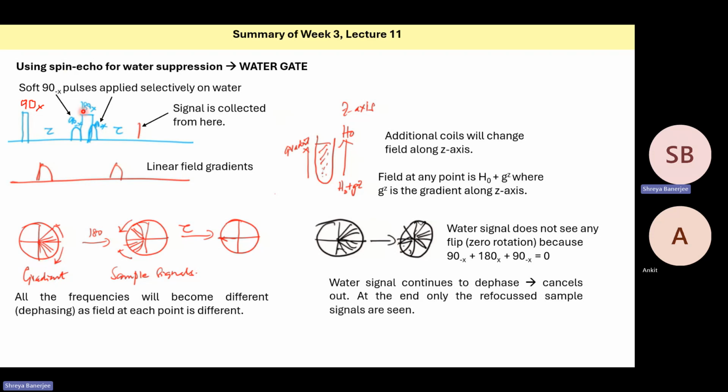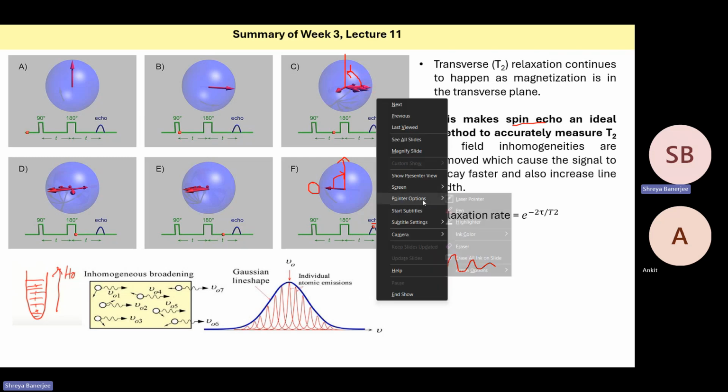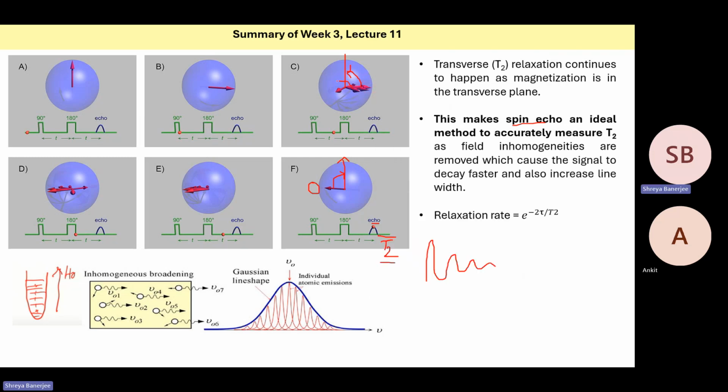After this, the 90 minus x pulse will not act on the sample because they are selective soft pulses given only to water. Here we are looking at the sample. So the sample will only see a pulse of 180x. What this 180x will do is completely flip the signals to the other side. You can see the same thing has happened here. The signals were around this side. After the 180x, the signals have all flipped 180 degrees to come to this side of the sphere.